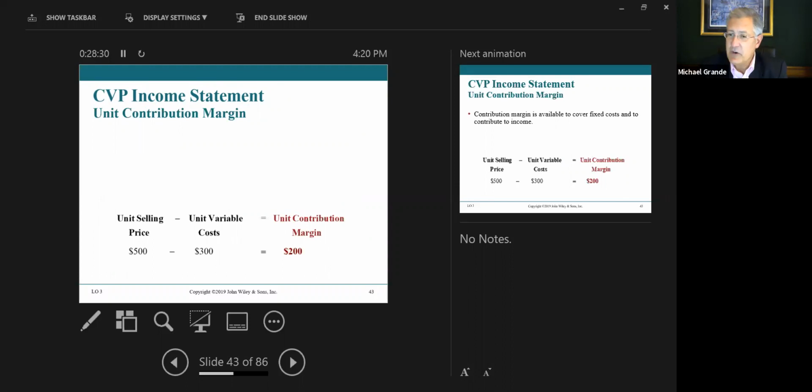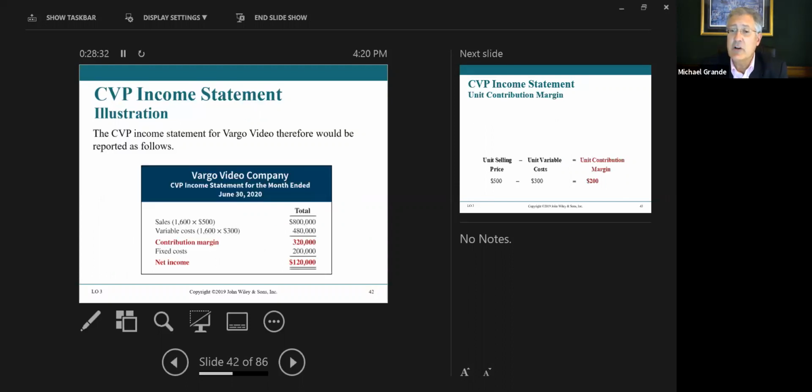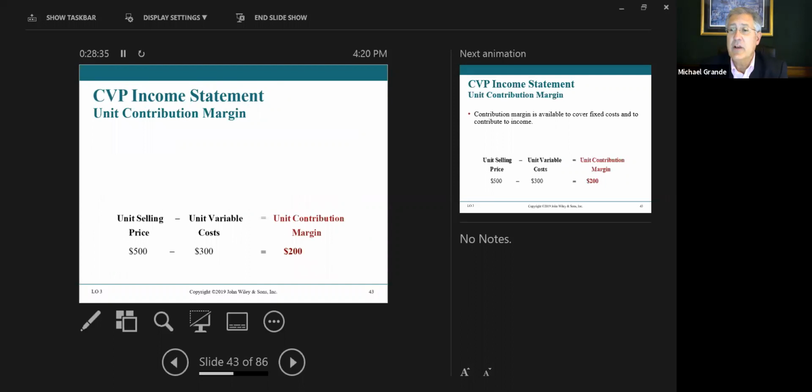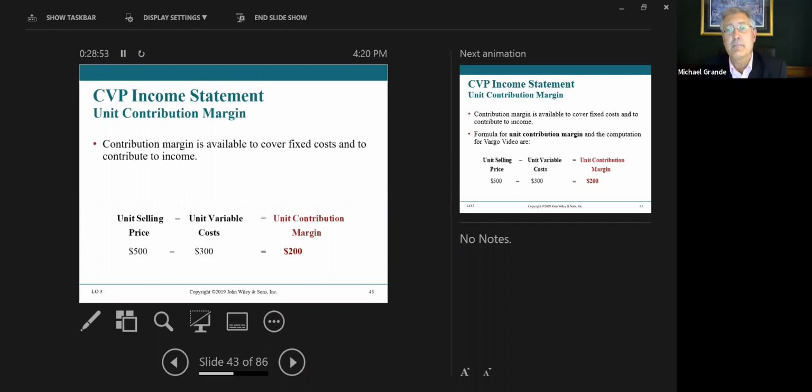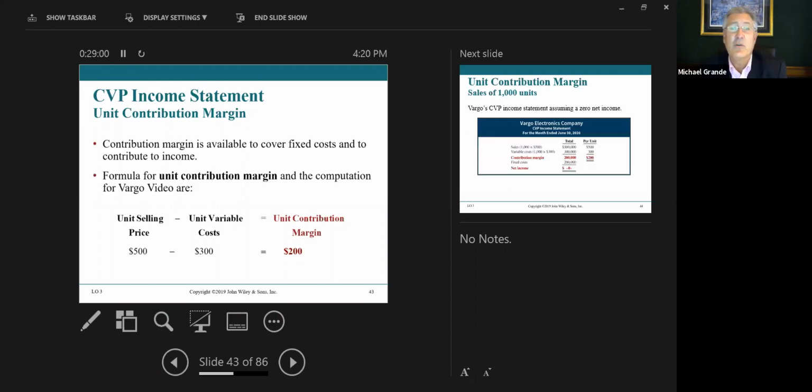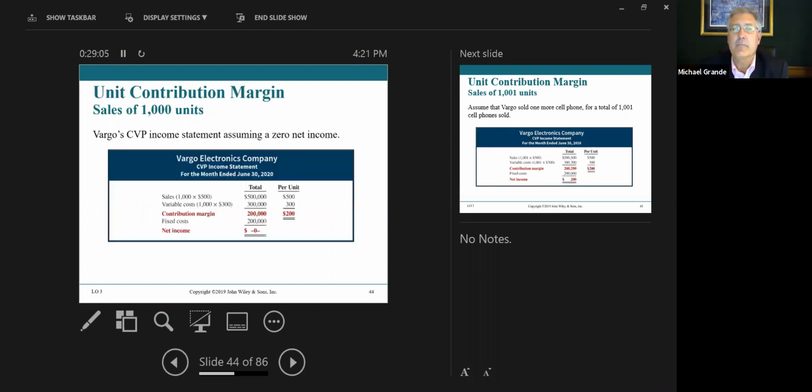Unit contribution margin. Here we looked at contribution margin in total dollars, but we can also look at it on a per unit basis. Selling price is $500, the variable cost per unit is $300, so the unit contribution margin is $200. And that's an important number as we go forward talking about break-even point. Contribution margin is available to cover fixed costs and to contribute to net income. Here is the formula for unit contribution margin, which we just talked about.